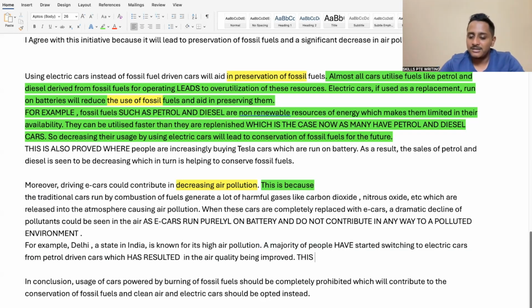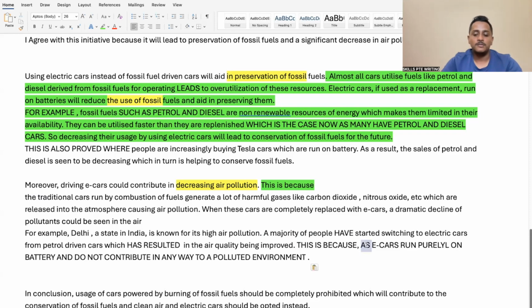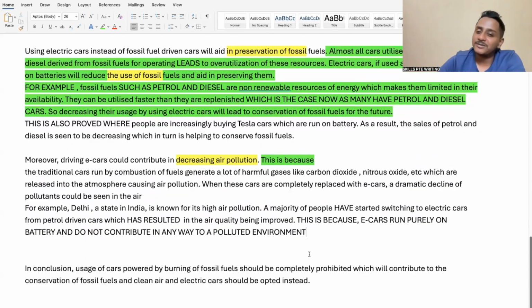Or you can write, this is because, if you have not added it here, this line, you can add it here. This is because e-cars run purely on battery and do not contribute in any way to polluted environment. Something like this, I'm just giving an idea, skeletal. Something like this you do, you get marks. But this person probably will end up getting 7, apart from few things here and there I interchanged. Otherwise, the person was really good.